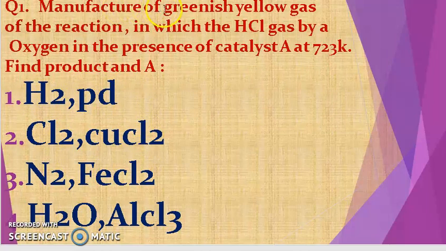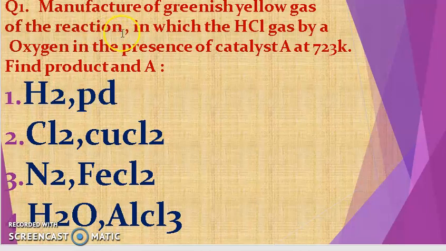The question says manufacture of a greenish yellow gas. We don't know yet what it is. The reaction is HCl gas with oxygen in the presence of a catalyst at 723 K. If you see this reaction, you can get to know that the greenish yellow gas is chlorine gas. That is what we are going to manufacture here. In the question itself you come to know that a greenish yellow gas means chlorine.